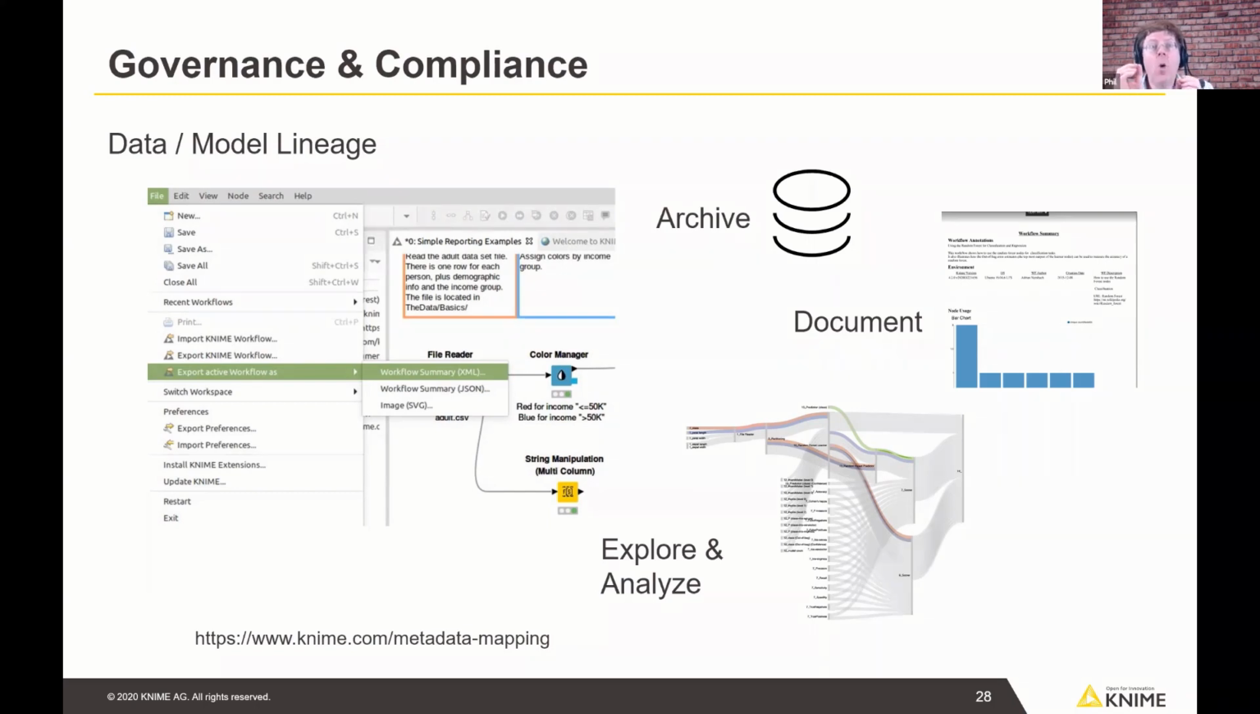For example, what data went into creating this model? Where did it come from? What transformations did it go through? Lots and lots of things in that topic, very important for governance and compliance, and also for the data science team leader who's trying to make sure that people are using best practices. This way of documenting is really, really good because we provide the metadata and the mapping. More details are down at the bottom.